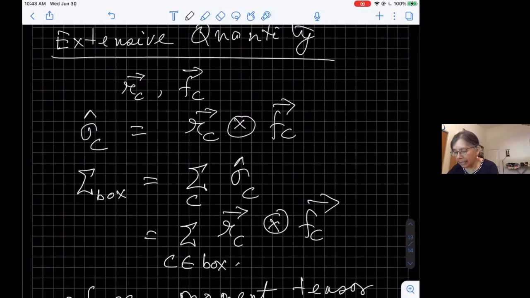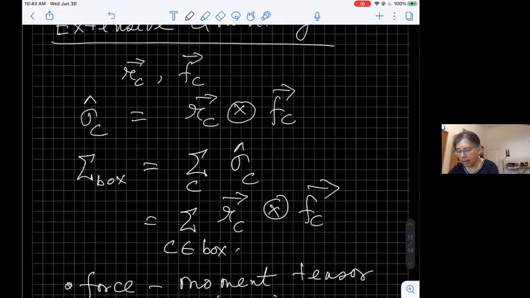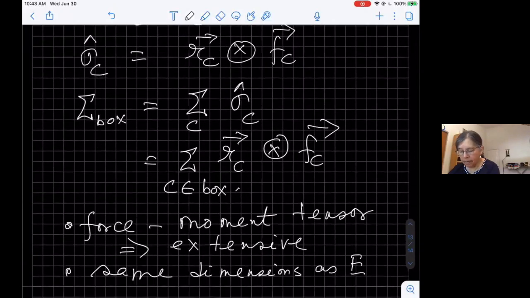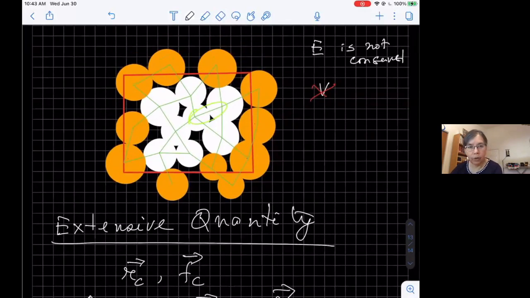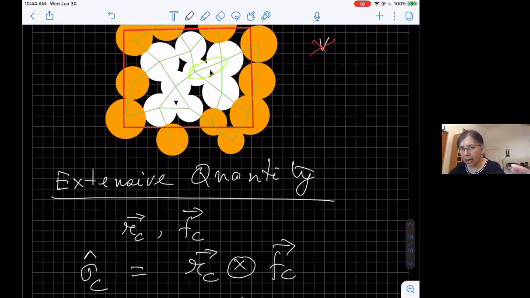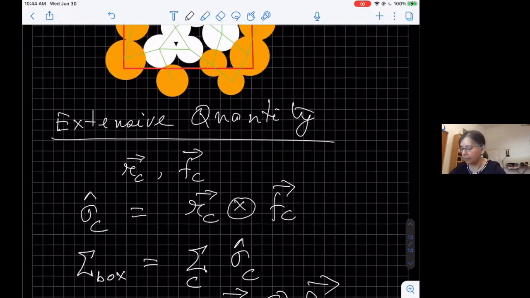So what else can we say about this quantity? One, it's a tensorial quantity. I can construct this coarse grained. I can keep increasing the volume, and it should scale as the number of contacts, which then scales extensively with the volume of my system. So it's an extensive quantity. I can also define a slightly different way of coarse graining. Oh, let me skip that for the moment.